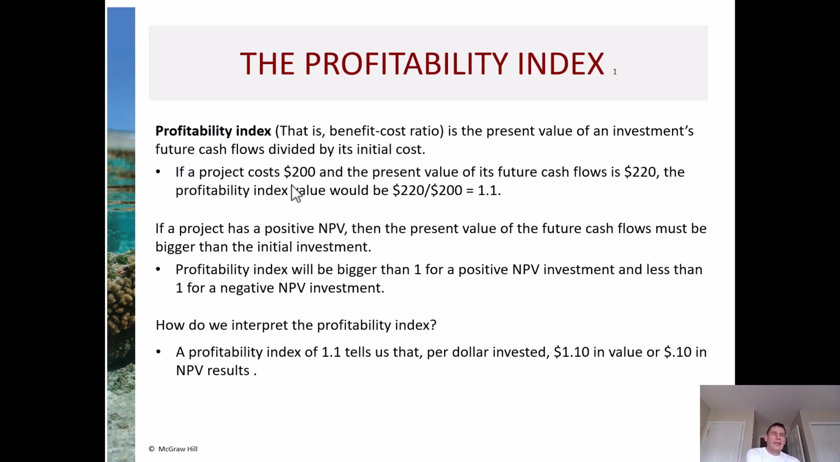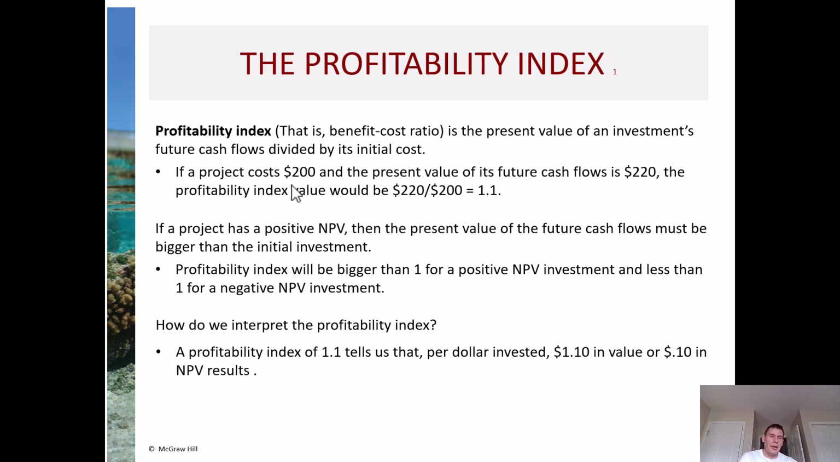Okay, last thing I want to talk about in this video, what we call the profitability index, the PI. This is a kind of cost-benefit ratio. It's the present value of an investment's future cash flows divided by its initial cost. This is very simple, by the way. If a project costs 200 bucks and the present value is 220, then we just divide the 220 by the 200 and we get 1.1.